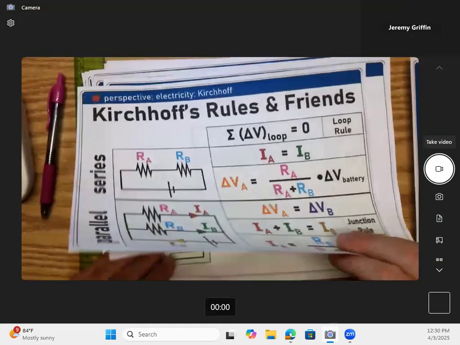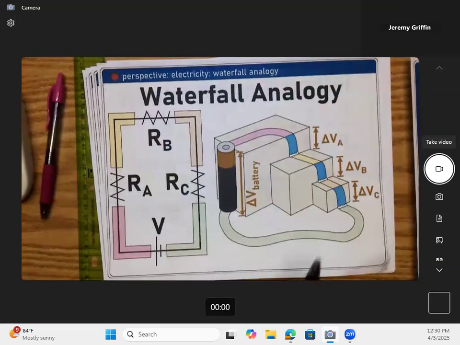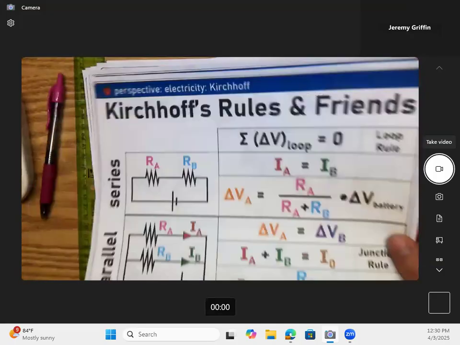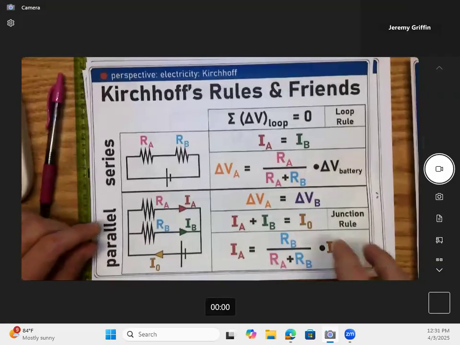Another analogy I've been using for current is like flow rate of water, right? Is it the same gallons per minute down every one of those waterfalls that's in series? Yeah, it's the same gallons per minute everywhere. And then back to electricity, it's the same current in amps everywhere. Right. You know what? While I got this page up, let's look at the rest of the rules.